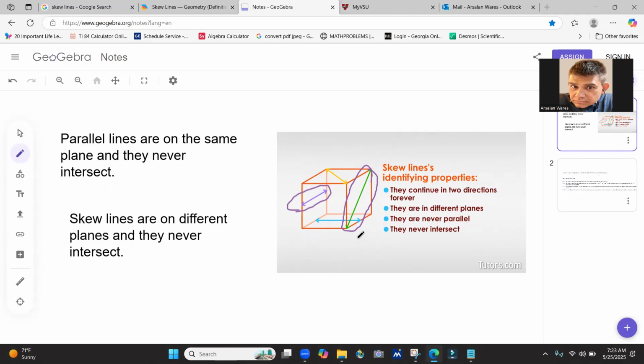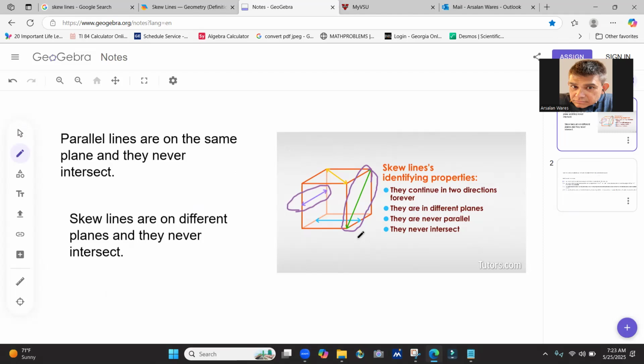So, let's summarize. Parallel lines, like skew lines, don't meet. Parallel lines, unlike skew lines, are on the same plane. Once again, parallel lines don't meet, just like skew lines, but unlike skew lines, parallel lines have to be on the same plane. Sometimes we use the word coplanar. Parallel lines must be coplanar. They have to be on the same plane.